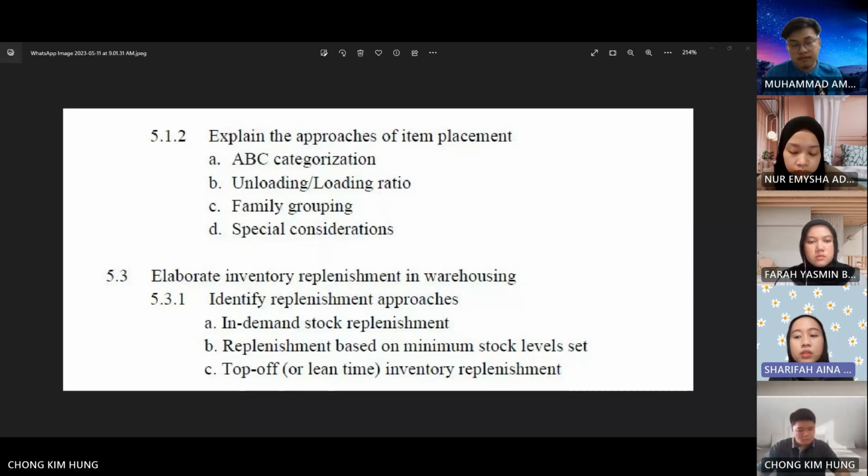There are some drawbacks to this method of item placement. Items may accidentally be substituted for one another because they are so similar in nature. There may even be times when a particular item is used in multiple family groups. This may lead to several homes for the item within your warehouse.